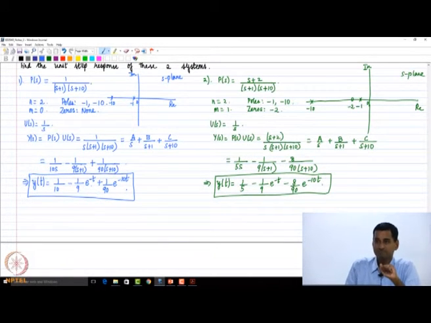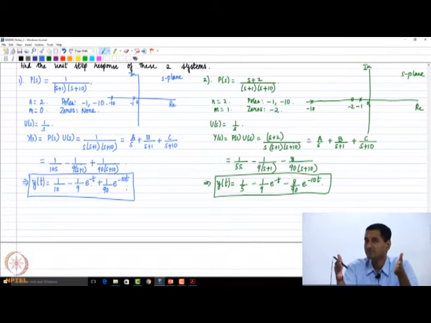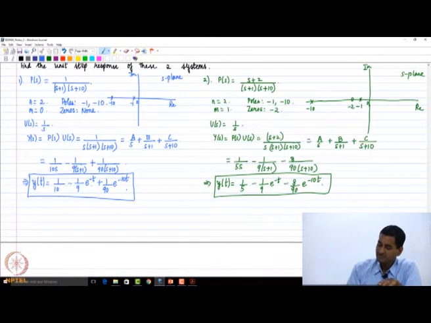E power minus t. Okay, see, we know that as the exponent becomes more negative, the exponential function is going to decay to 0 much faster. Is it not? Okay, so if you consider the magnitude of the first term, 1 by 9 e power minus t, versus 1 by 90 e power minus 10t, what can you say?